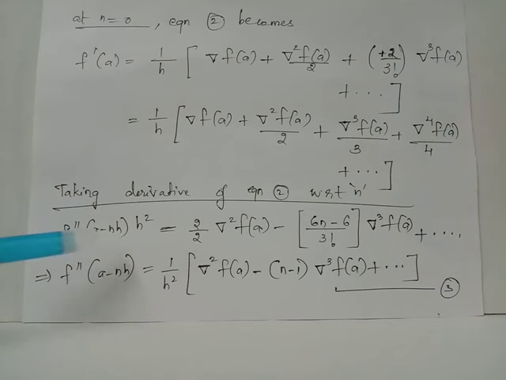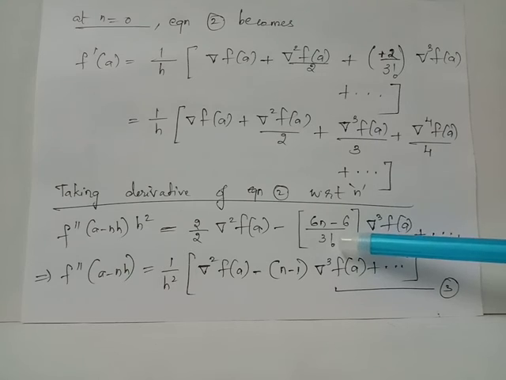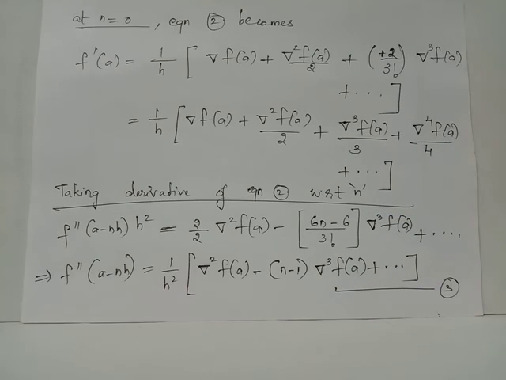When you divide both sides of this equation by h², you will get f''(a − nh) = (1/h²)[∇²f(a) − (n − 1)∇³f(a) + etc.] We have rewritten 2/2 as 1 here. For the second term, 3 factorial is 6, and 6 can be taken common outside from the numerator. Thus, the second term becomes −(n − 1) times ∇³f(a).